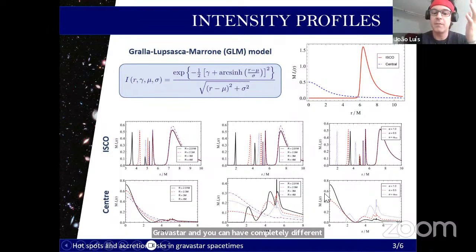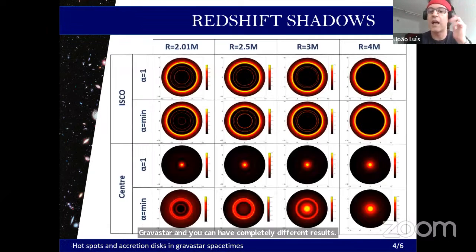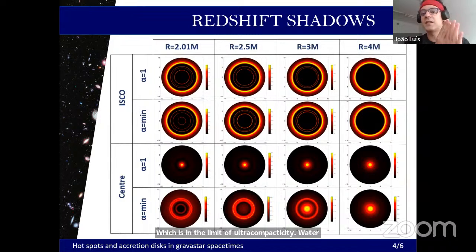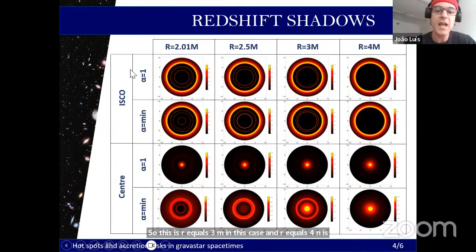This is for the intensity profiles, but let's see exactly what happens in the shadows. So this is for 4 different values of the radius. So 2.01, the most compact one, 2.5, 3, which is in the limit of ultracompacticity. Ultracompacticity means that there is or there is not a light ring. So the radius at which the light ring appears is the radius that separates ultracompacticity from non-ultracompacticity. So this is R equals 3M in this case, and R equals 4M is no longer ultracompact. And so what do we see?